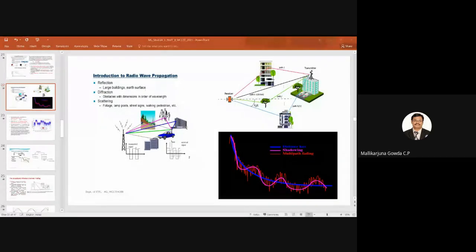Are you able to see this? Here is the transmitter, and this is the transmitted signal. Because so many obstructions are there in between, and this is my receiver, traveling in a car, the signal takes different paths. It may be due to reflection, diffraction, scattering, and all other things written here. So at the receiver, we are seeing multiple signals.